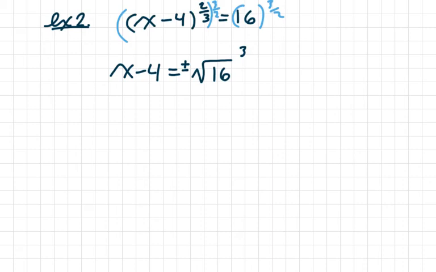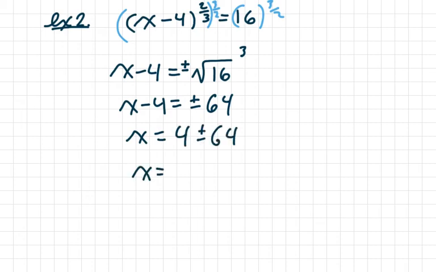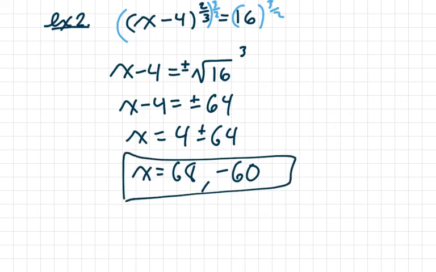Okay, so we have x minus 4 is equal to plus minus. Well, the square root of 16 is 4. 4 cubed is 4 times 4, which is 16. 16 times 4 is 64. Okay, we're almost done. We just have to add 4 to both sides. And these are our two answers. We have x is equal to 4 plus 64, which is 68, and 4 minus 64, which is negative 60. Okay, so these are our two answers.